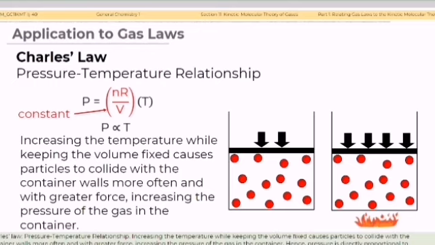Charles' law, pressure-temperature relationship: increasing the temperature while keeping the volume fixed causes particles to collide with the container walls more often and with greater force, increasing the pressure of the gas in the container. Hence, pressure is directly proportional to temperature.